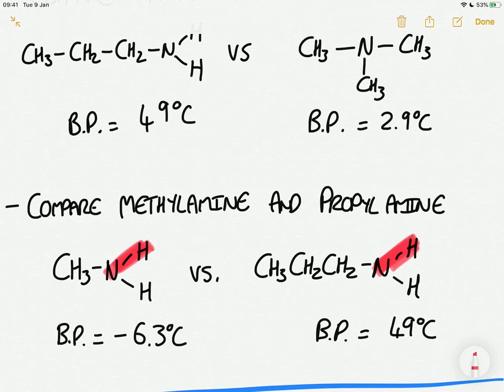But this time the comparison relies on something else, which is that propylamine is a larger molecule. It therefore has a stronger van der Waals force. So let's assume that the hydrogen bonds that form between molecules of methylamine and the hydrogen bonds that form between molecules of propylamine are the same. They won't be entirely the same, but let's assume they're pretty much equivalent. The thing that now differentiates them is propylamine is a bigger molecule, it has more electrons, it will therefore have a stronger van der Waals force. And that raises the boiling point.